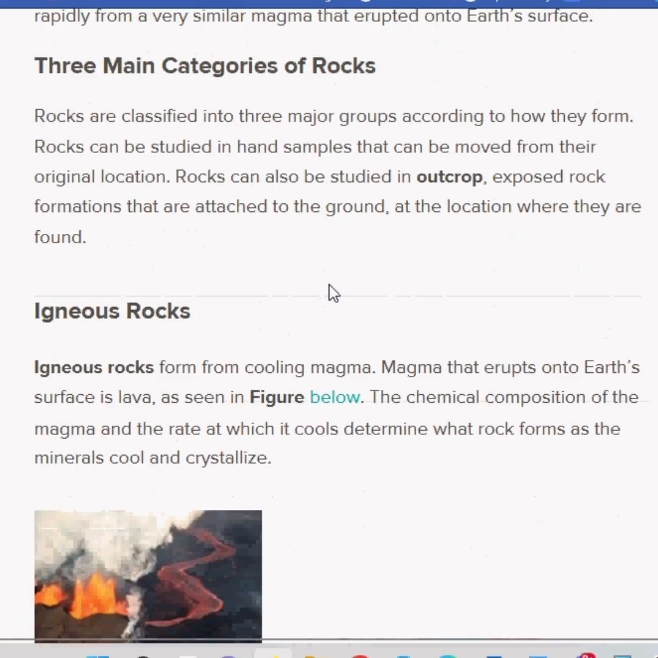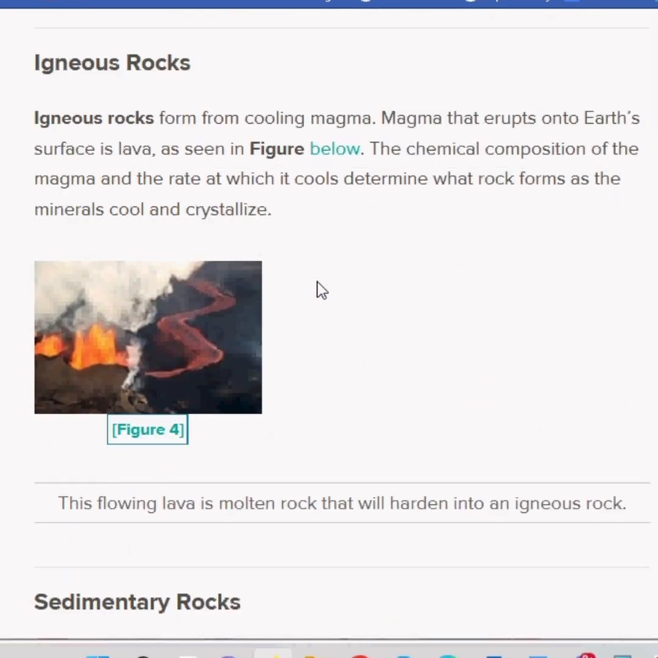Three main categories of rocks. Rocks are classified into three major groups according to how they form. Rocks can be studied in hand samples that can be moved from their original location. Rocks can also be studied in outcrop, exposed rock formations that are attached to the ground, at the location where they are found.